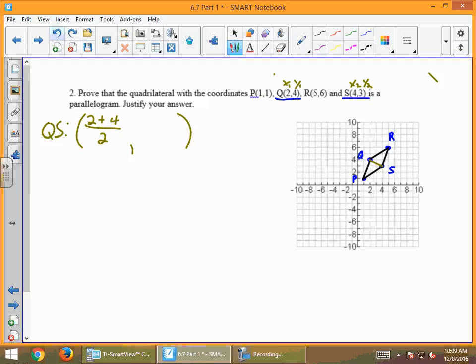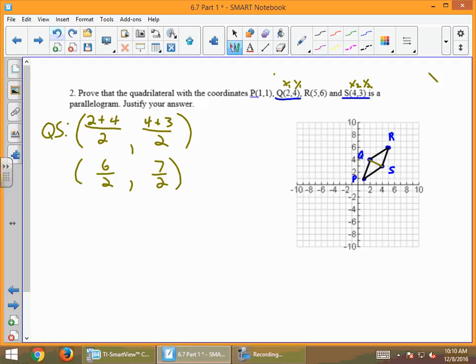Let's do the Y's now. Give me one of the Y's. 4 plus 3 over 2. Nice job. Awesome. We should always reduce our fractions here. So 2 plus 4 is 6 over 2 still. The other one is 7 over 2. There we go with that.